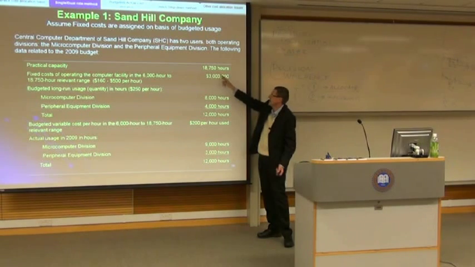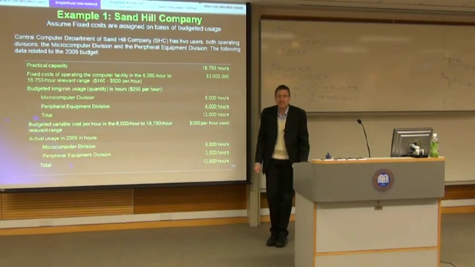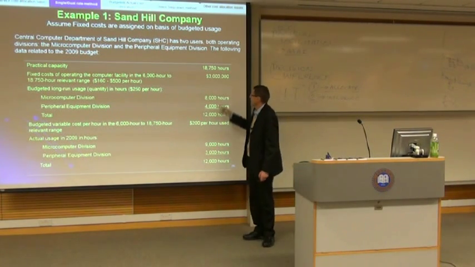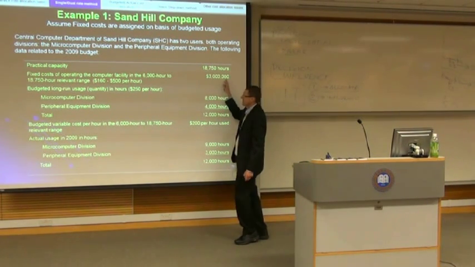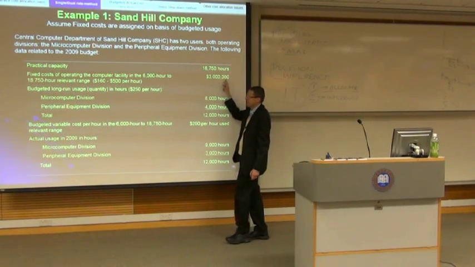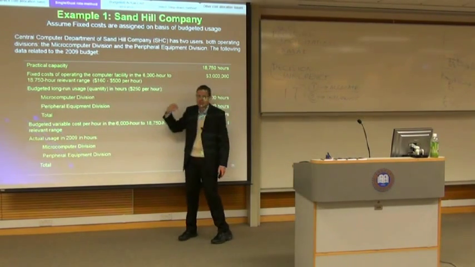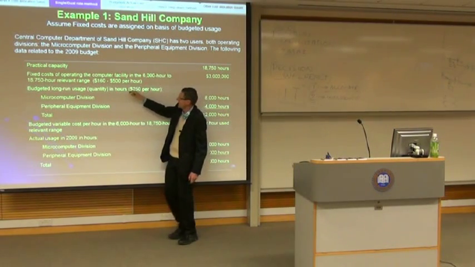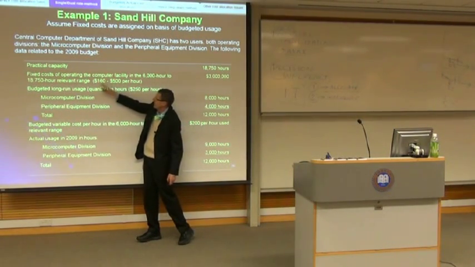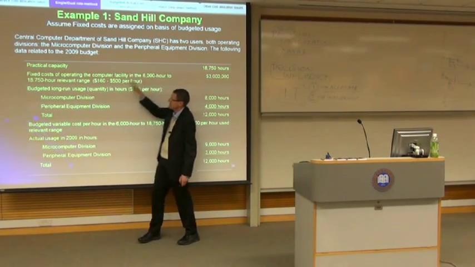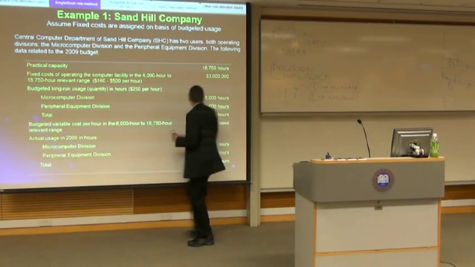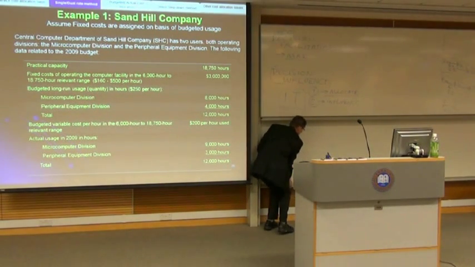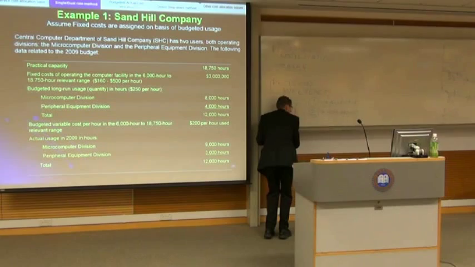It has a capacity of 18,000 hours plus, and it suggests a dual rate. What would that be? Well, 3 million is fixed, and the rest depends on how many hours are used. What do we mean by that? Well, the relevant range: between 6,000 and 18,000 hours used, we can have a relevant range. Can we do that? Yes or no?